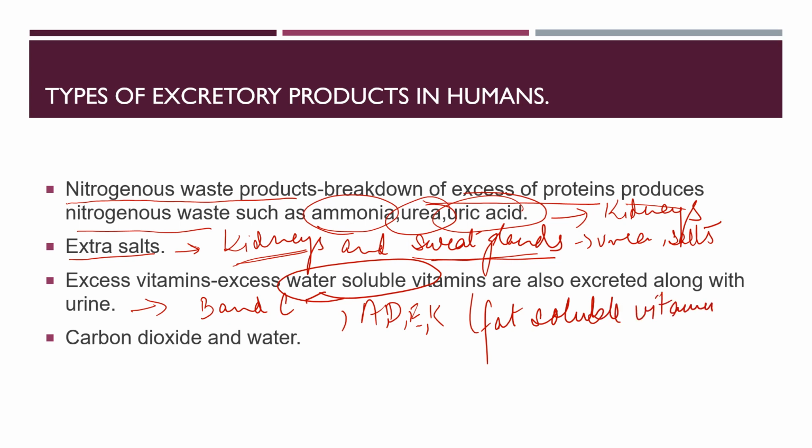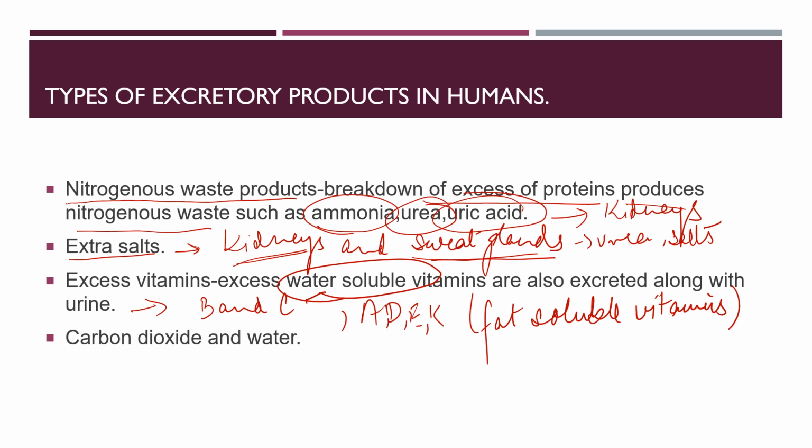Is it clear? So these are fat soluble vitamins. Excess of water soluble vitamins are excreted through the urine. They are passed out. And certain medicines, like certain antibiotics, if taken in extra quantity, are passed out along with urine. But fat soluble vitamins are always stored in the body to some extent. The extra water soluble ones get dissolved in water and are excreted through urine.